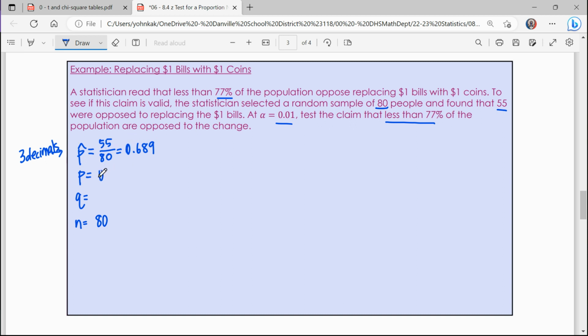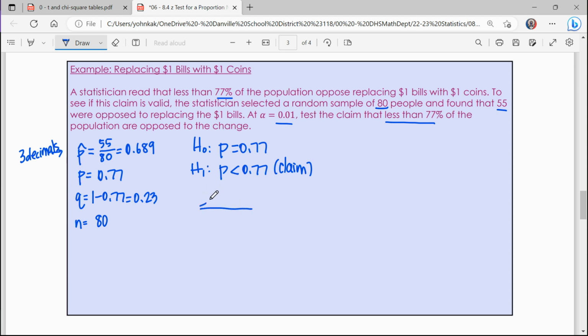Our population proportion p is 0.77, which means my q is 1 minus 0.77, which is 0.23. Okay, now I'm ready to write my hypotheses. My null hypothesis is going to be p equals 0.77. My alternative hypothesis is that it's less than 77%, so p is less than 0.77. This is also our claim.